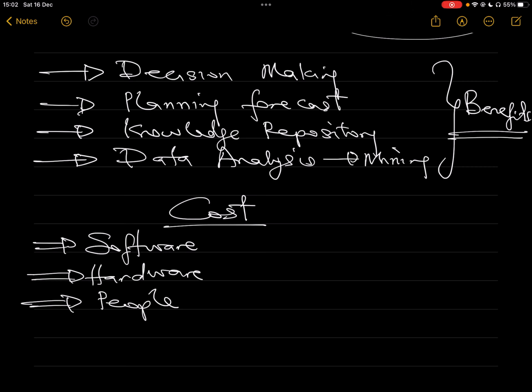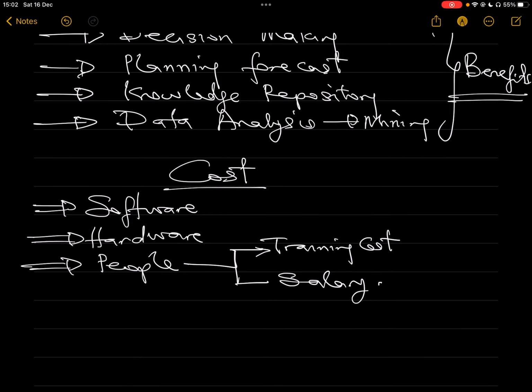So you need people, and the cost of people is grouped into two. You have to train them, so there will be training cost. And likewise, there will be salaries. They will not do it free of charge. People don't work for free, at least from this part of the world that I know. So you're going to pay them salaries.